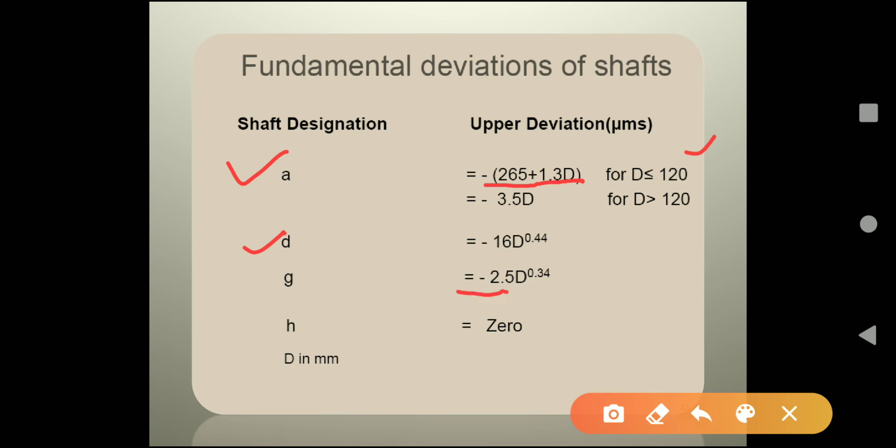This value is important for calculation of the tolerance zone of a shaft as well as for a hole. Here it is only used for a shaft because the small letter used in the designation is only for a shaft. So let us see the sample calculation.